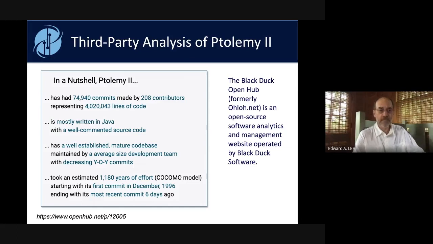And 2 days ago, it said that we had approximately 75,000 commits, 208 contributors, 4 million lines of code, mostly written in Java. And it tells us it's well-commented source code, has a well-established mature code base, and it took an estimated 1,180 years of effort, which blows my mind. I can't account for all those years. I had no idea that we were that old.